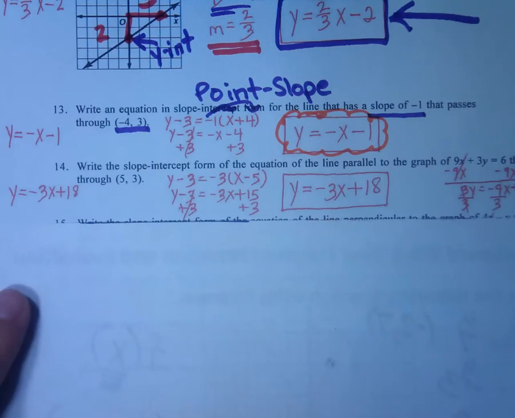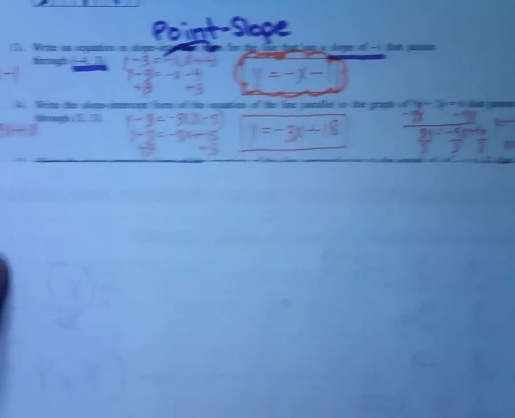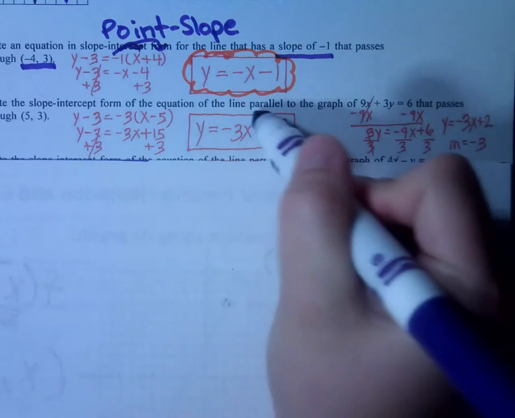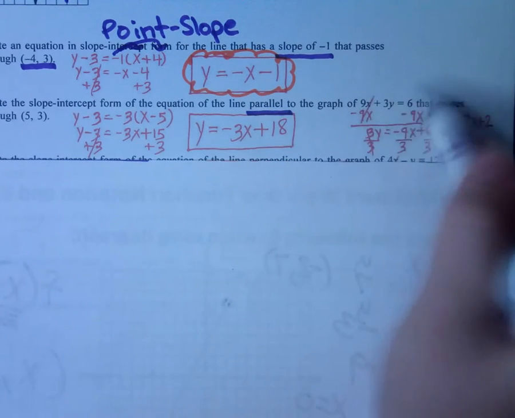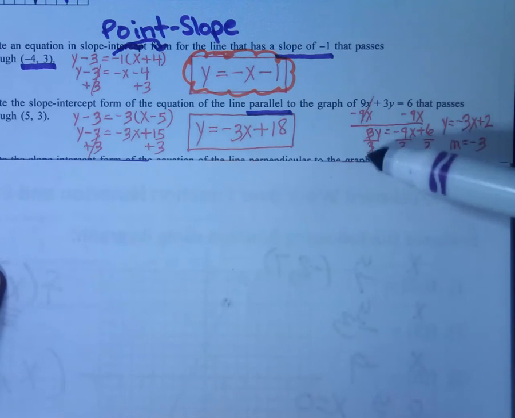Okay, number 14. Writing an equation of a line again. This time, I want the line to be parallel to this equation here. So in order to figure out the slope of this, I have to put it in slope-intercept form. So first, to get y by itself, I subtract the 9x. And then to get rid of the 3, I divide both sides by 3.